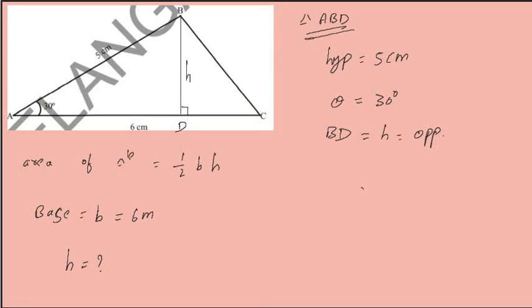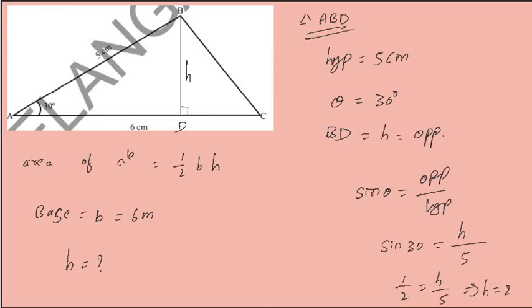Sin theta is equal to opposite by hypotenuse. Sin 30 is equal to opposite h by hypotenuse 5. Sin 30 is 1 by 2. 1 by 2 is equal to h by 5. That is, h is equal to 5 by 2 centimeter. Understand? Substitute here: half into base 6 into height 5 by 2. 6 fives are 30, 30 by 4. 30 by 4 is 15 by 2, that is 7.5 centimeter square. Area in centimeter square.